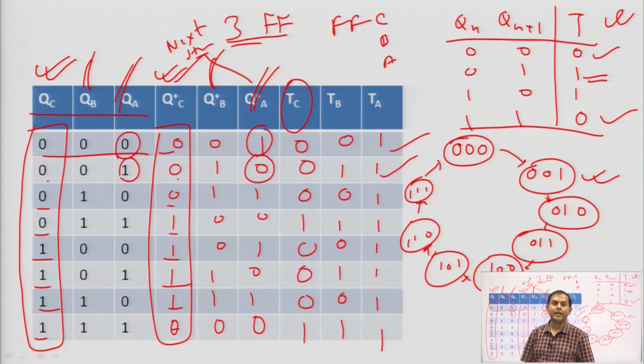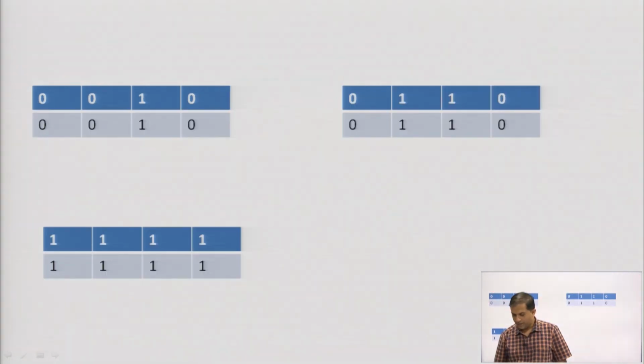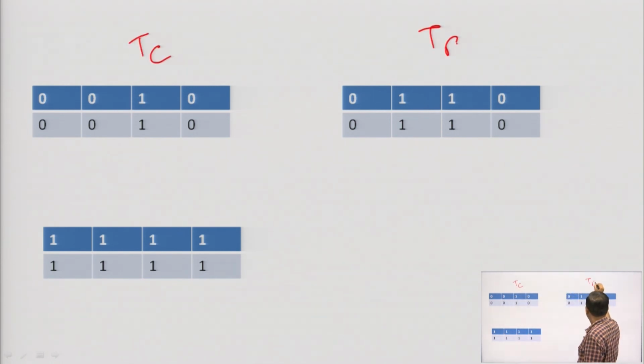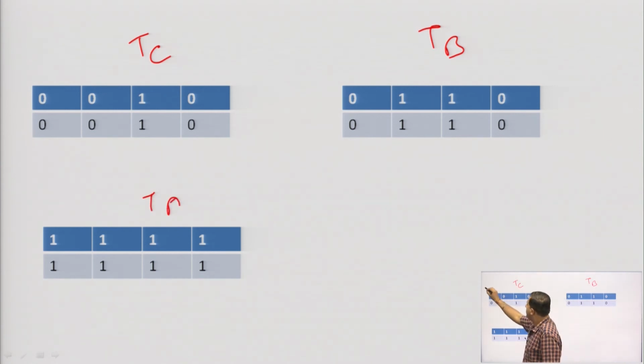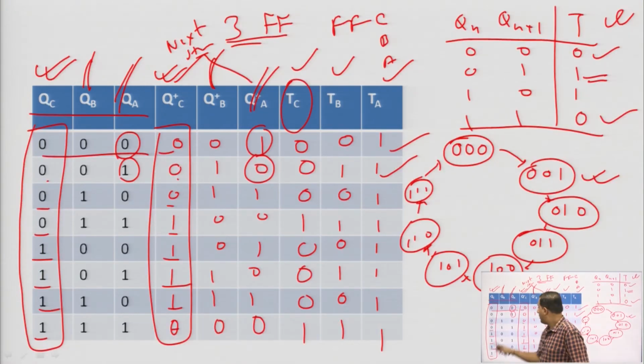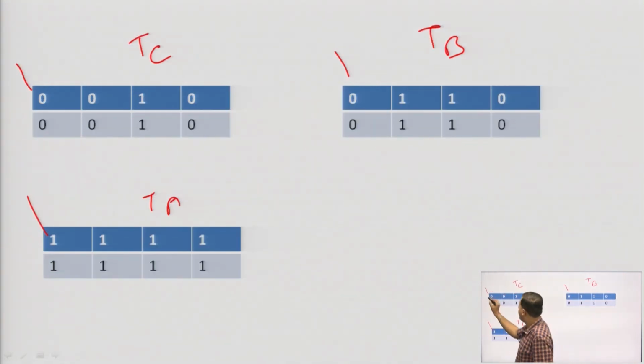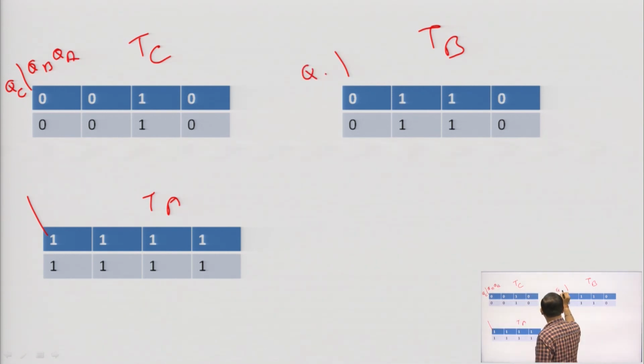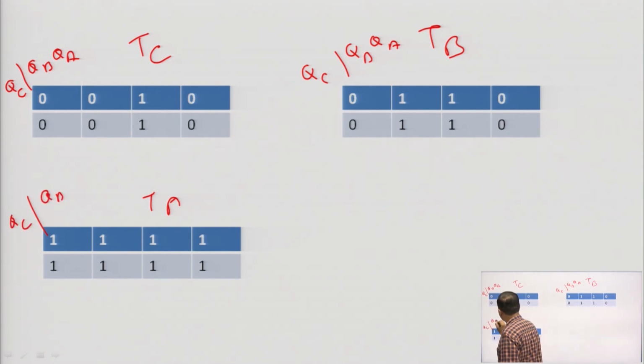Now, we have to make the K map for this. So, we are having 3 K maps, one for TC, one for TB and one for TA. We have just written the values whatever we have got in the previous slides. The inputs are QC, QB and QA.